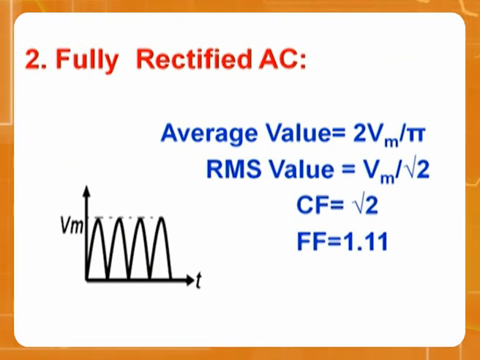This is a fully rectified wave. What is the definition here? 0 to pi is Im sin, pi to 2 pi is not Im sin, it is minus Im sin. If you calculate, average value is 2Im by pi, RMS is Vm by root 2, crest factor is root 2, form factor is 1.11. As I told you, for full wave it is 1.11. This is for a full wave.